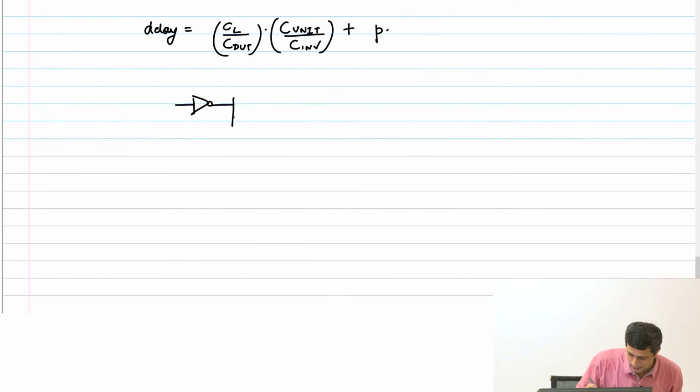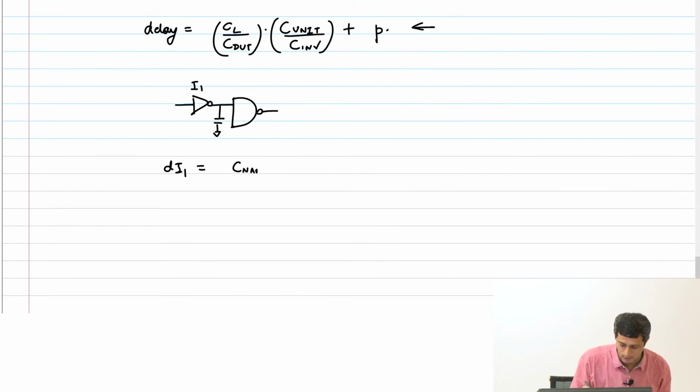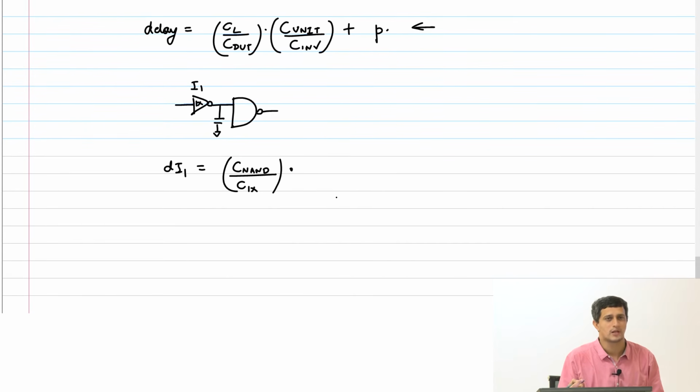In path 1, I had it like this. So delay of inverter I1 by the same formula is output load capacitance, that is C_NAND, by this is a 1x inverter, C_1x into C_unit inverter by inverter, that's the same capacitance basically, right? Plus something.